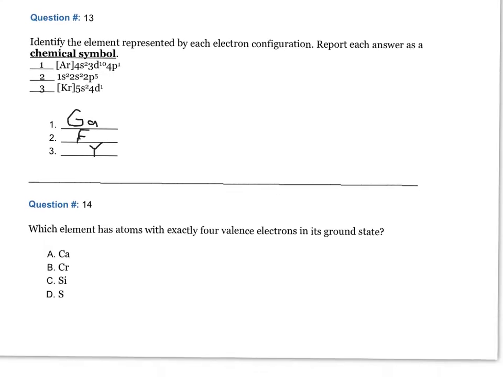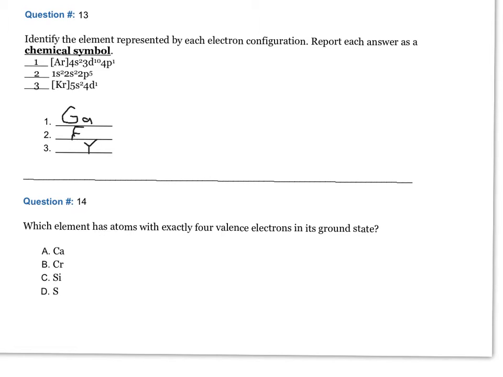Next question. Which element has atoms with exactly 4 valence electrons in its ground state? The answer is C, silicon.